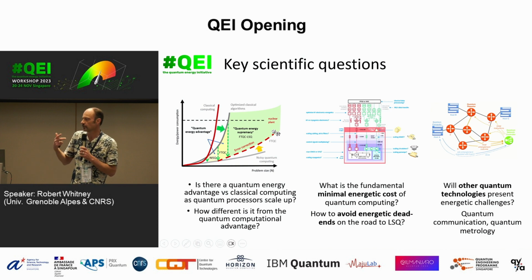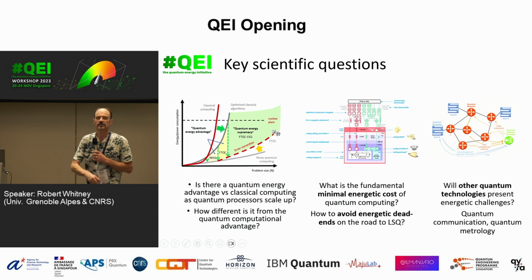So I think the question, although here we're mostly going to be talking about quantum computing, arises in quantum communication too, and the same sort of questions in quantum sensing. When is it cheaper in terms of resources or energy to do quantum sensing rather than traditional sensing?